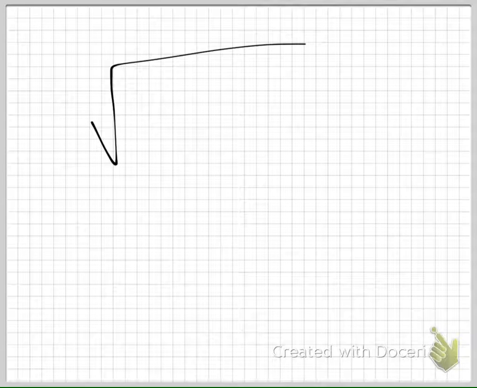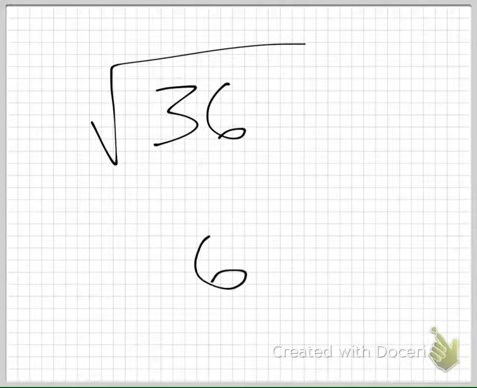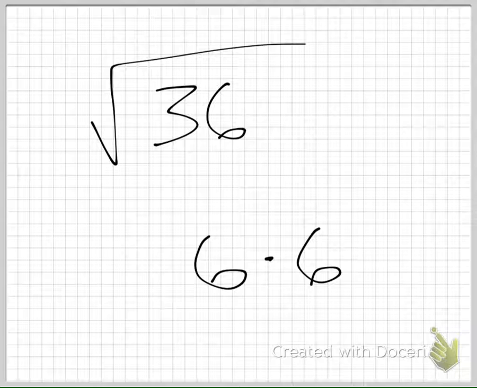If I gave you the number 36, the square root of 36, what that means is: what number times itself equals 36, or what number squared is 36? What number times itself is 36? 6, right? And now, this is important, 6 times 6 is exactly 36. And that means that the square root of 36 is 6.